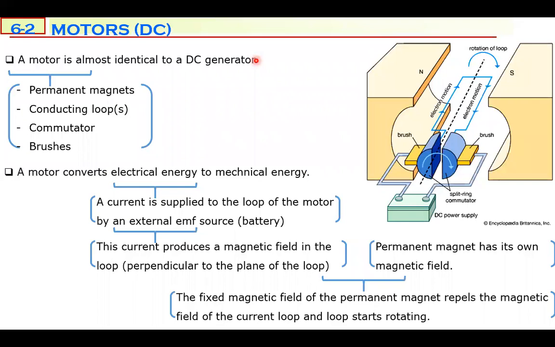The next device is the motor. Normally, the motor is not under the title of electromagnetic induction, because a motor is completely different from a generator. In a generator, you rotate the loop inside a magnetic field and you get electrical current, which means you convert mechanical energy to electrical energy. But with motors, you give electrical energy and you get mechanical energy.